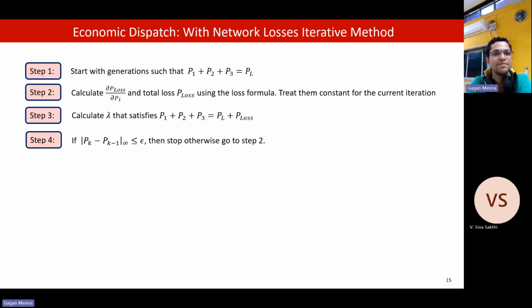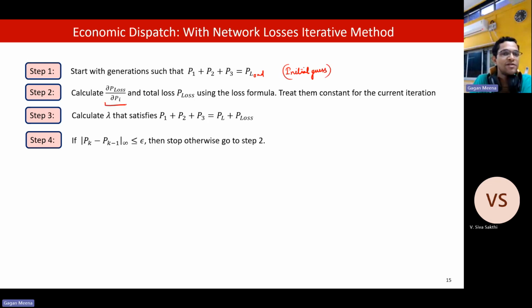These are the steps for that iterative method. We can start with the initial generation, such that the values are taken so that the sum of generators is equal to load. And then because we know now P1, P2, P3, which we have assumed, we can call it an initial guess.